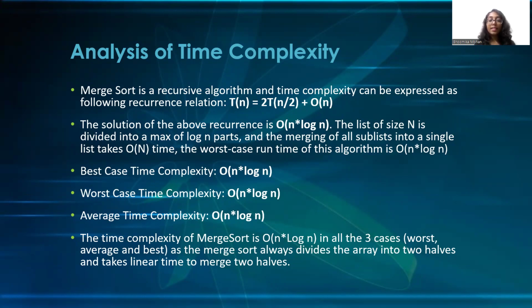Best case time complexity is O(n log n). Worst case time complexity is also O(n log n). Also, average time complexity is O(n log n). So the time complexity of merge sort is O(n log n) in all the three cases, that is worst, average, and best, as merge sort always divides the array into two halves and takes linear time to merge two halves.